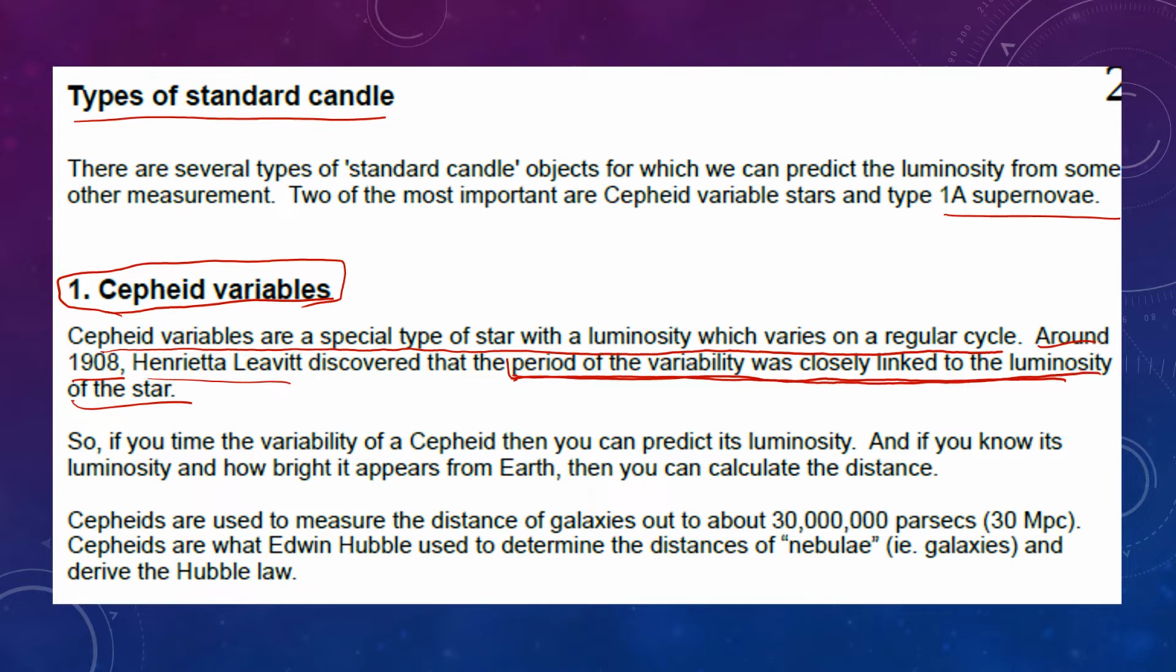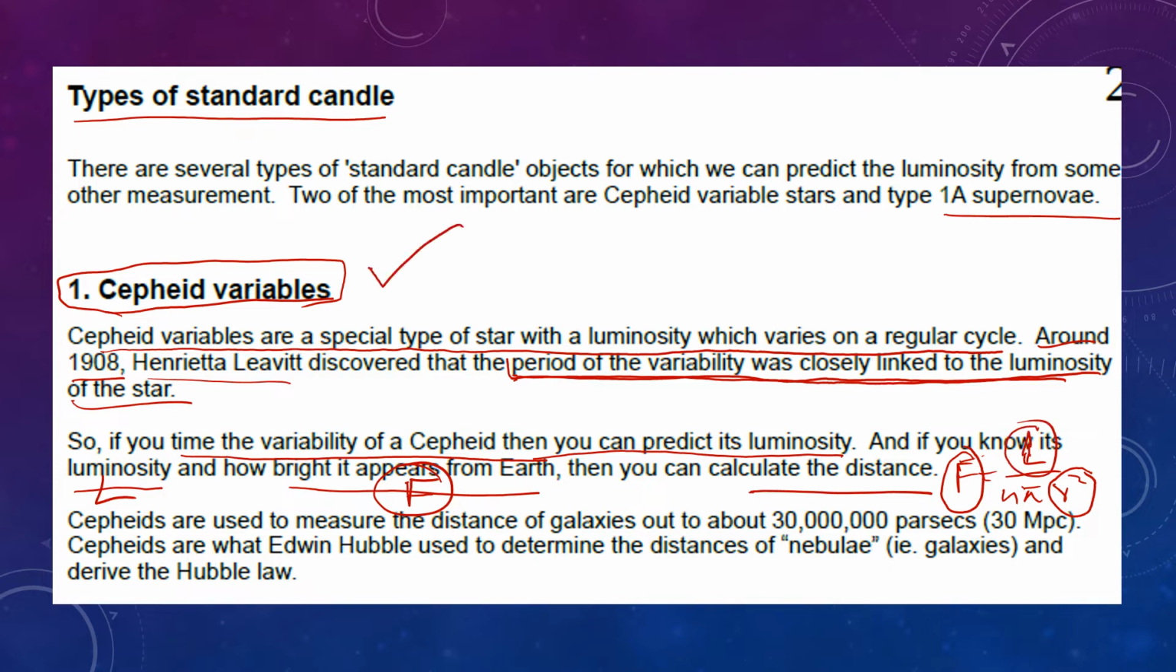So if you time the variability of a Cepheid star or galaxy, then you can predict its luminosity. And if you know its luminosity, L, and how bright it appears on Earth, F, then you can easily measure the distance using F equals L over 4 pi r squared, where r is the distance you have to measure. So F is the radiant flux intensity you will measure on Earth. L is the luminosity, which is the characteristic feature of the Cepheid variables. You will measure that L as well, and using these two you can measure the distance.